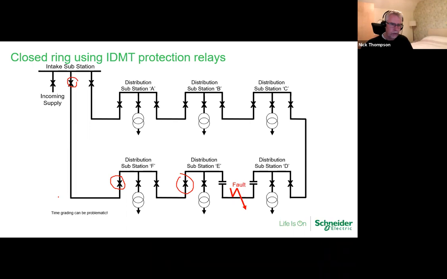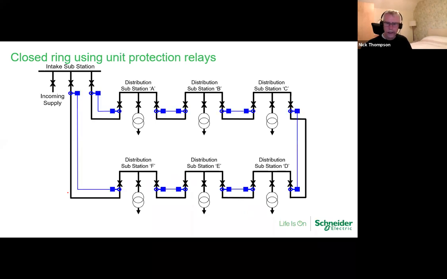If you've only got a couple of circuit breakers or 3 circuit breakers, then that becomes a little bit easier. But when you get maybe 4, 5, or 6, then it becomes nigh on impossible to get the correct time grading for the whole chain to actually work correctly without spurious or nuisance tripping. So what can we do about it? Well, we can introduce this thing called unit protection.